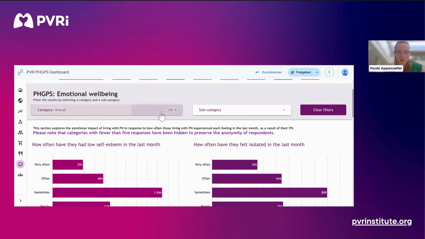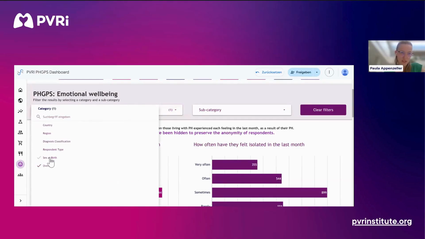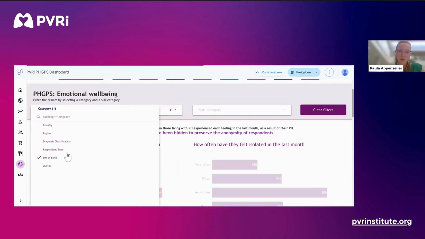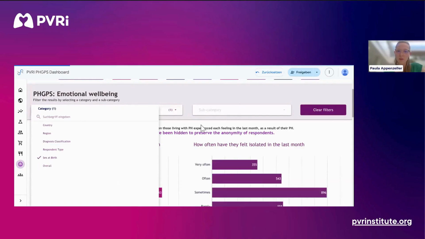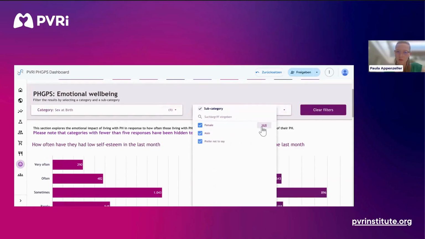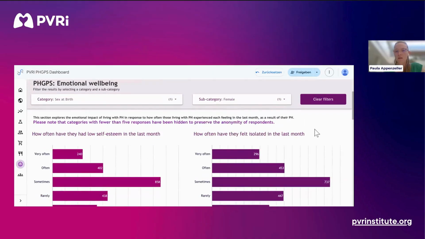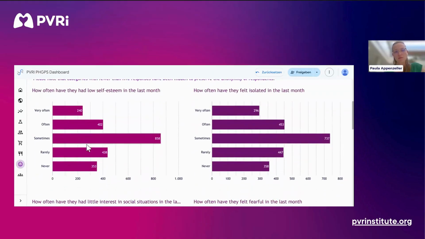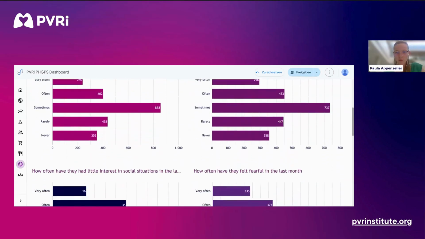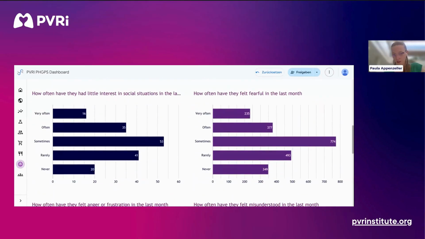This example is also published as one of the publications you can find on the PVRI website. So we're going to look into sex differences. We're choosing as a category sex at birth, and as a subcategory, we're going to start with female patients. We can see that the distribution of their answers, ranging from very often to never, is fairly normal. It's always a similar distribution for all the different questions, with most of the respondents being in the sometimes group.